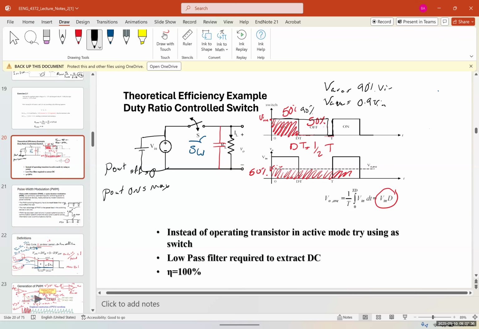So in the time that it switches on, we only are consuming power. When it's off, we're consuming 0 power. And we can use a low pass filter, like a capacitor, to extract a DC. In this case, we're going to have an efficiency of 100%, again because we are just using the power when we need it, and we're cutting off the power when we don't need that.